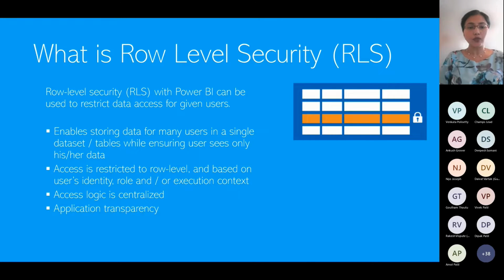Yeah, no problem. So it is a restriction of the row level based on your user's identity, role, and the execution context in which you are working on it. So entire access logic, be it many-to-many, be it directly or static or dynamic, whichever kind of row level security it is, the entire logic is centralized. And that brings the application transparency that people are able to see what they are supposed to see, right?